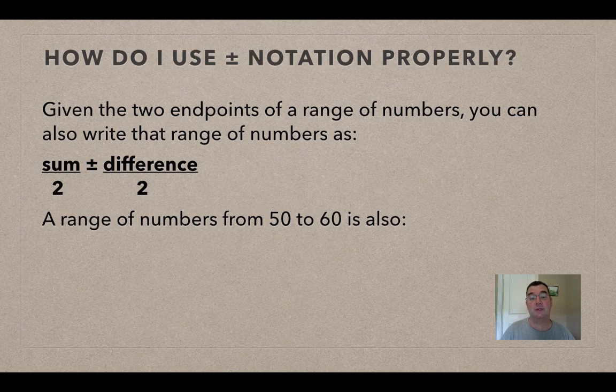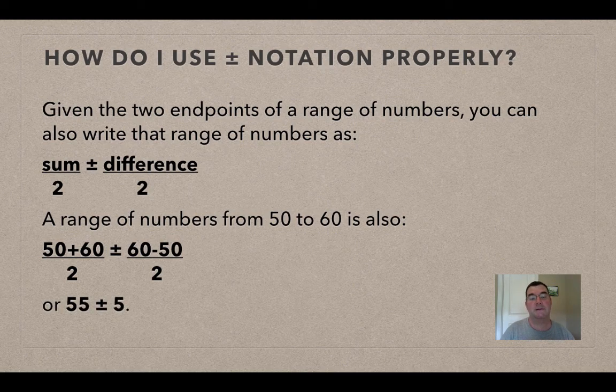if I add those two together, I get 110, and divide that by 2, I get 55. If I subtract those two numbers, then I get 10, and if I divide that by 2, I get 5. So adding them together and dividing by 2 goes to the left of the plus or minus. Subtracting them and dividing by 2 goes to the right of the plus or minus. And so I get a range of 55 plus or minus 5, which is the same thing as saying anywhere from 50 to 60. So that is accuracy.